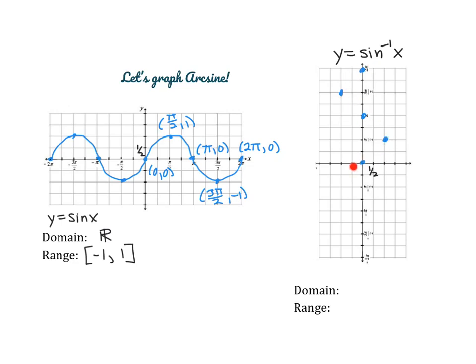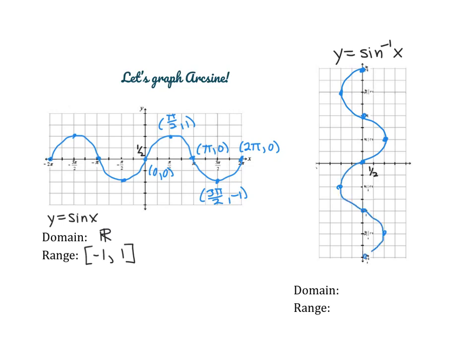Here you can see I've swapped the x and y values. So (0, 0). Instead of (pi over 2, 1), I have (1, pi over 2), and then (0, pi), (-1, 3 pi over 2), and (0, 2 pi). So this is what that would look like. And then we can continue this pattern right here.